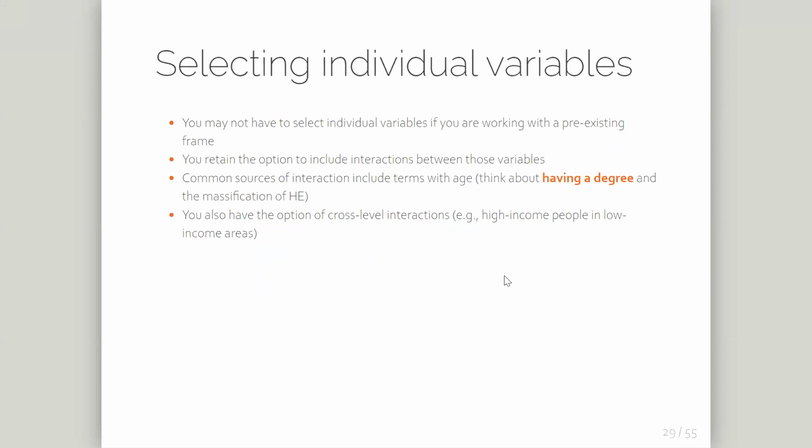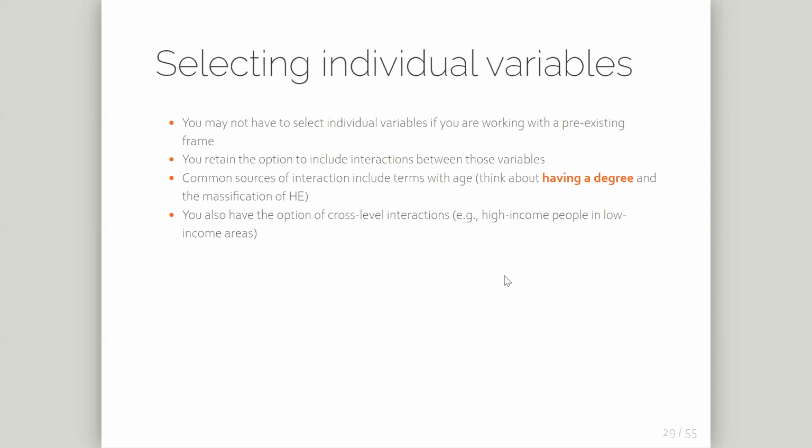So that's one type of variable selection. Another type of variable selection is selecting the individual variables you want to use. Much of the time, that won't be something you have much choice over. You may be limited to individual level variables which feature in your post-stratification frame. You can, of course, include interactions between those variables. So one interaction I've found to be particularly helpful is the age education interaction, because the meaning of having a degree, if you're 65 plus, when having a degree was fairly rare, is quite different to having a degree now when it's much more common.